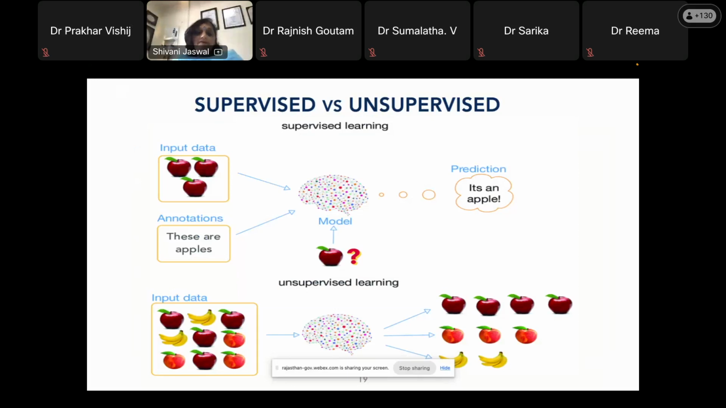On the other hand, in unsupervised learning, the model has itself categorized the data into apples and bananas. Or it could have also categorized it depending on the color. So you get various categories when you ask the unsupervised model to categorize the data.